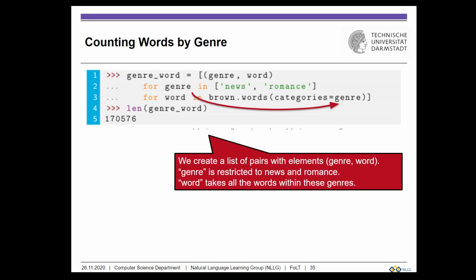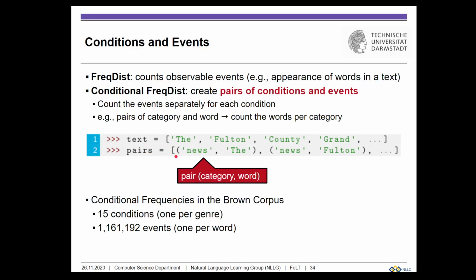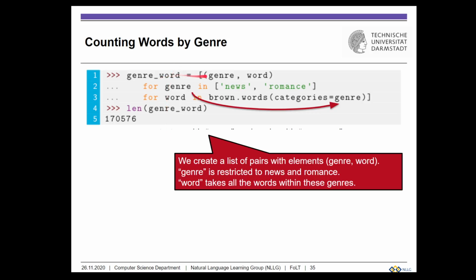So we would create our pairs. How would we do this? We generate a list which contains tuples, where each tuple is a pair of the condition and the event. And we go over the genres. Let's say we want to restrict ourselves to two genres, news and romance. Then we go over all the words in this genre. Check here that this is really the same genre. So we go over the words in this genre, where the genre is news or romance.